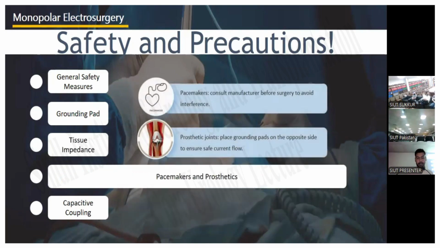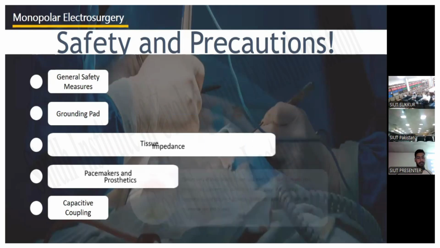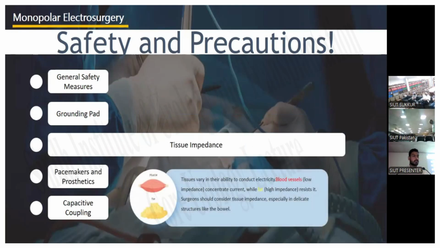So what would happen if the bowel is being cauterized and you do not consider this impedance effect? Any idea? If we are coagulating on the surface of the bowel, do we have any injuries that could occur in the bowel?